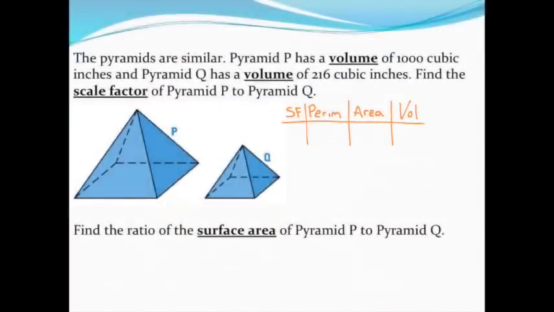In this example, we're given two similar pyramids. I don't need to prove they're similar, the problem tells me that they are. And so what I'm going to do is make a chart to organize the different ratios, as we did if you watched the previous video.